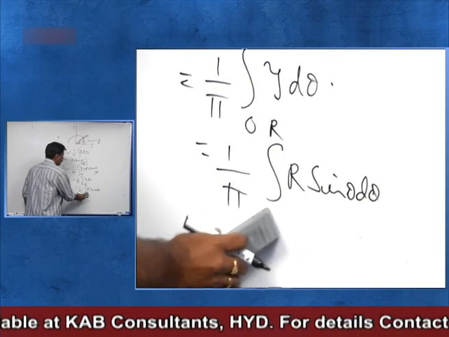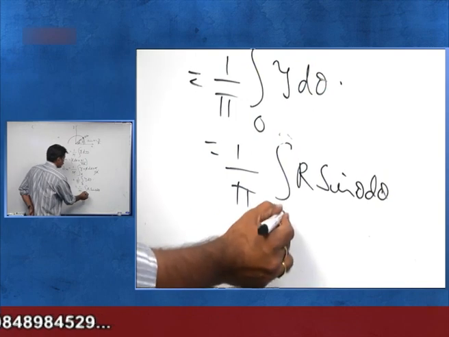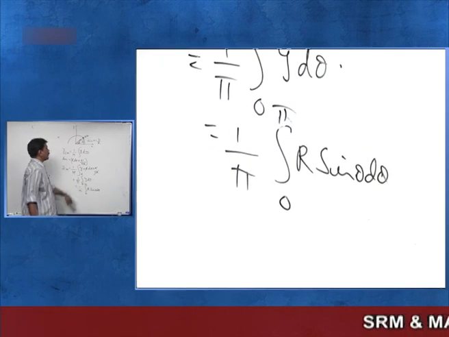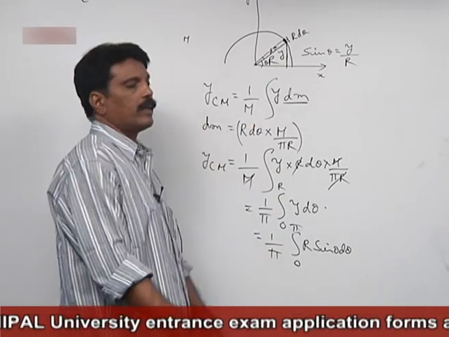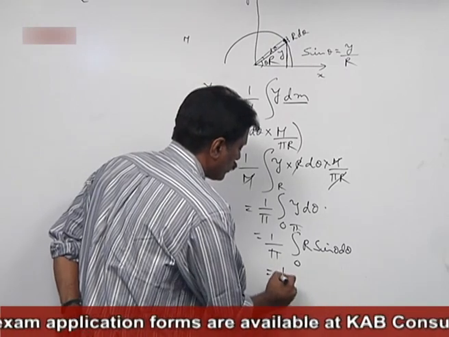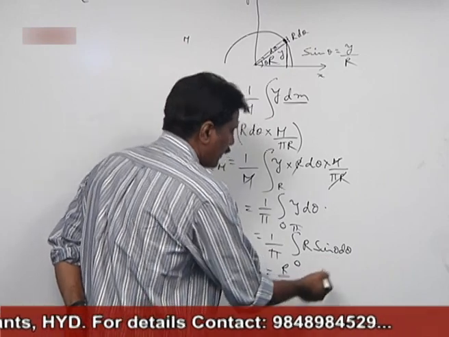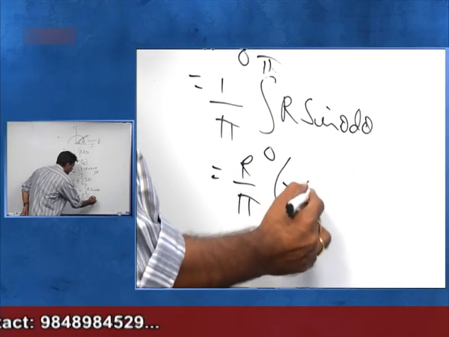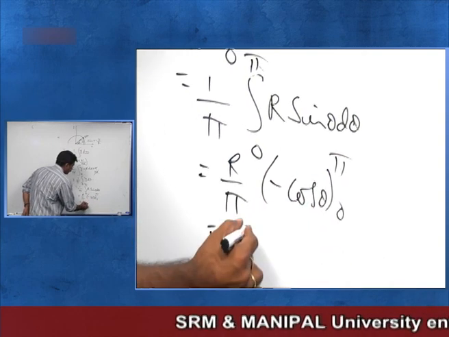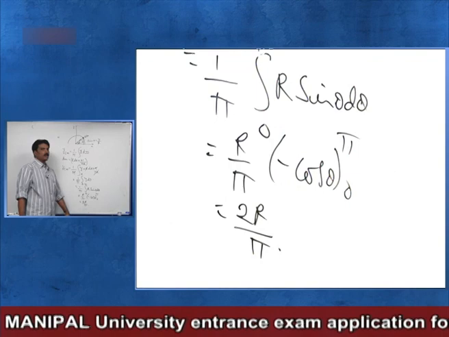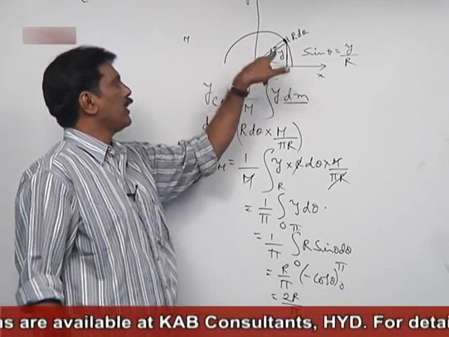Actually, here the limits will change because we expressed the value of y in terms of theta. Automatically, the limits will become 0 to pi, because you have to cover the total semicircular ring. So, this is equal to r by pi integral sin theta, which is minus cos theta with limits 0 to pi, which will be equal to 2. This will be equal to 2r by pi. That would be the center of mass y coordinate when you arrange the ring like this.